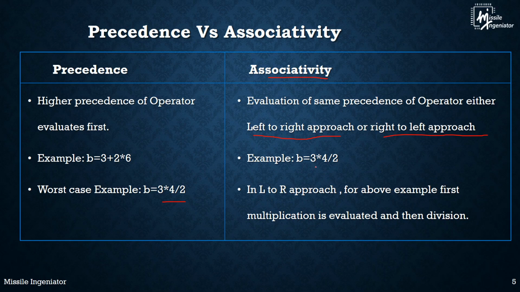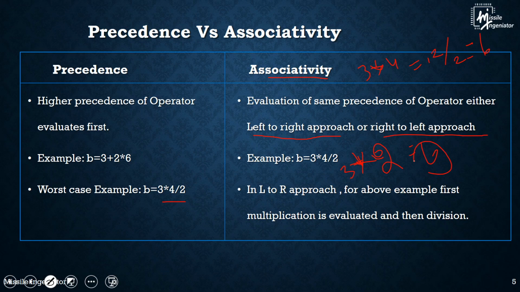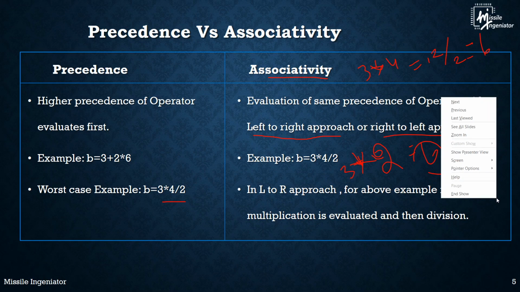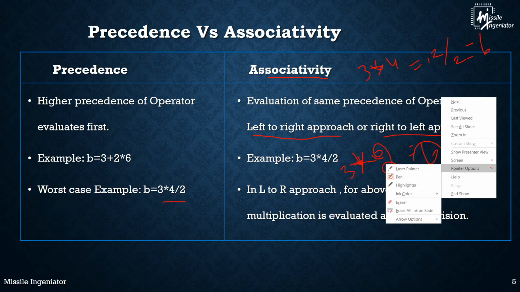So in this example, if I evaluate from left to right, the first thing is 3 star 4 equal to 12. Then 12 divided by 2 is 6. Or if I perform from right to left, 4 divided by 2 is 2. So 3 star 2 equal to 6. Multiplying 3 with 2 gives 6. So whether you go from right to left or left to right, you get the same answer.